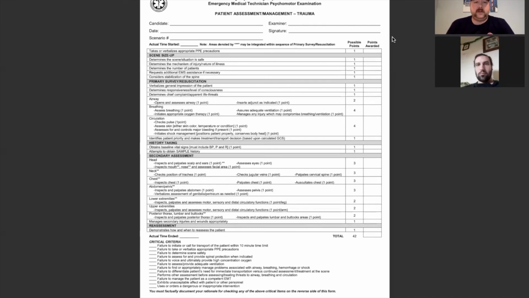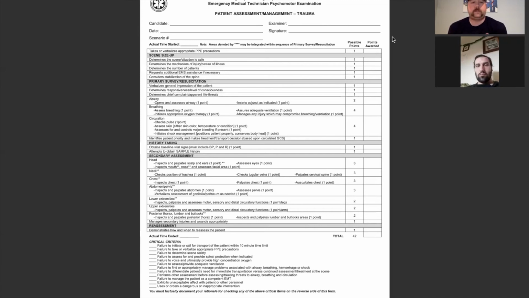With his circulation, I'm going to check his pulse. He does have a radial pulse. It's fairly weak, but it is there. I'm going to assess the skin color, temperature, condition. His skin is cool, dry, and pink. It is cool because of the outside conditions. Let's say that it's 30 degrees on an early spring day, and he was just wearing a t-shirt.